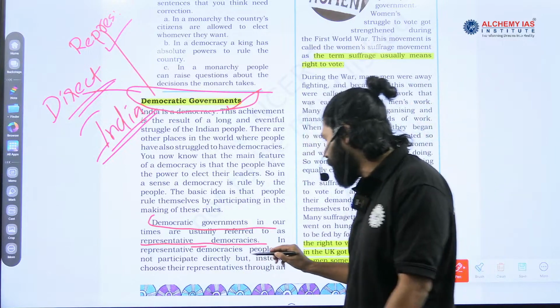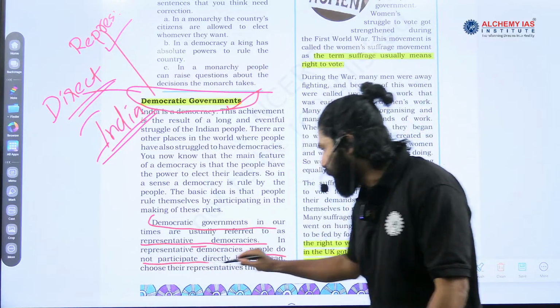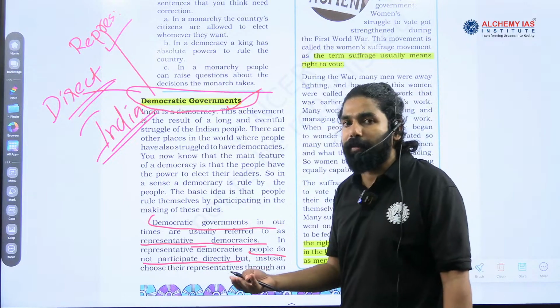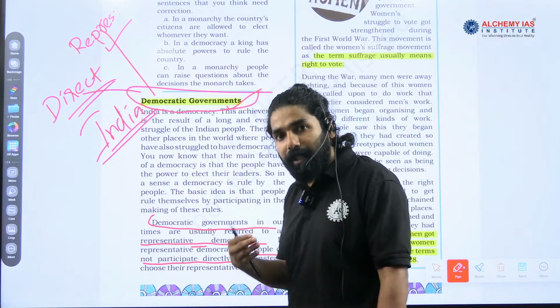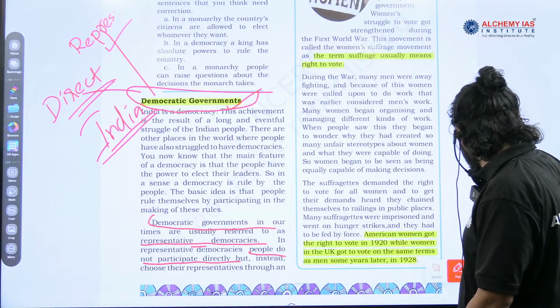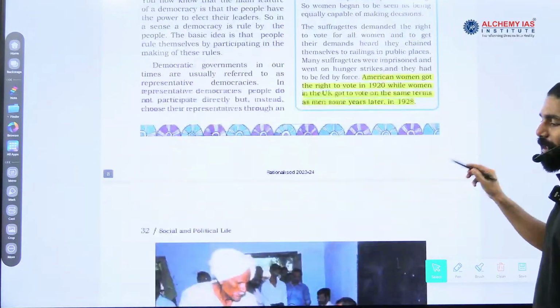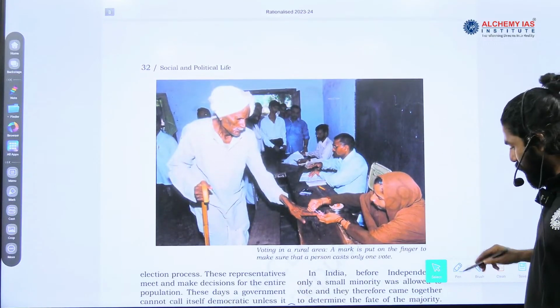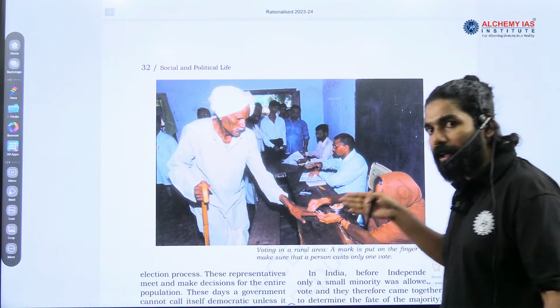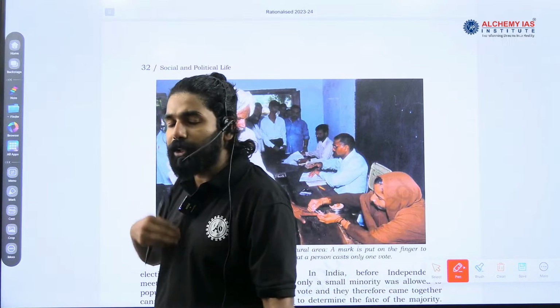In a representative democracy, people do not participate directly in day-to-day decision making. Rather, there will be regular elections. In India, elections to the Lok Sabha and Legislative Assembly are held every 5 years. Through this election, as you can see in these images, people of India go to the polling stations and enjoy the right to vote.